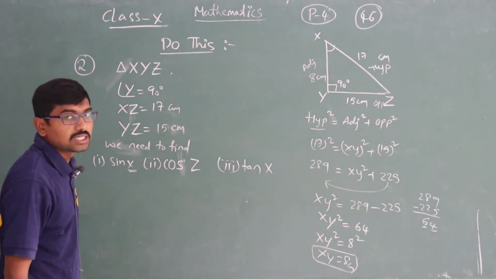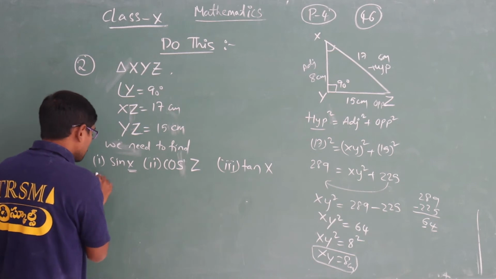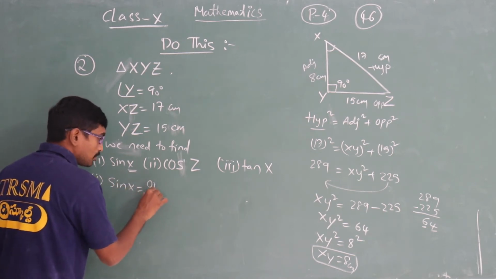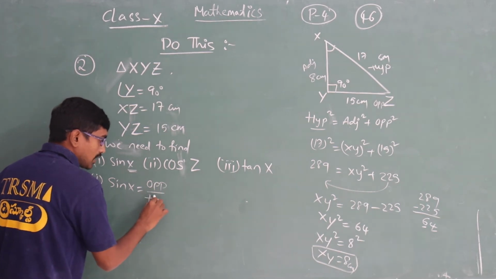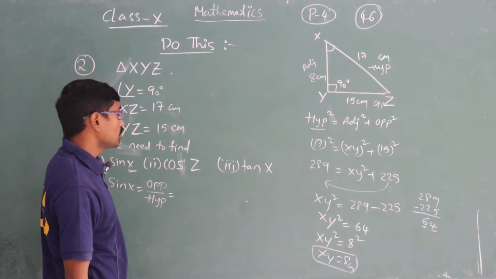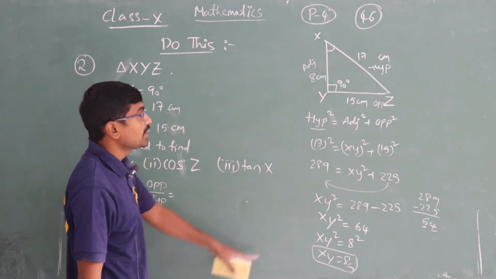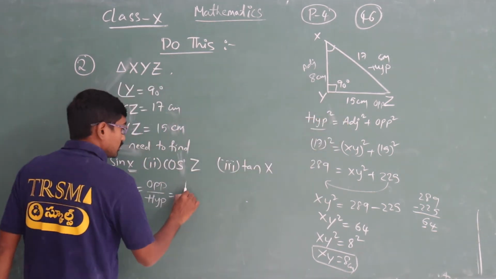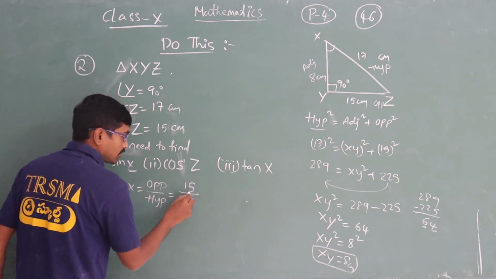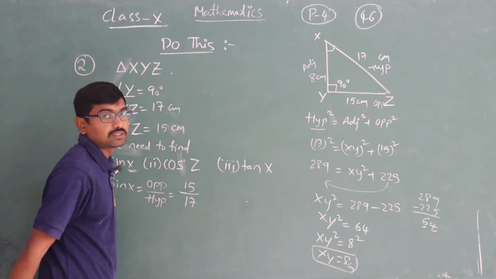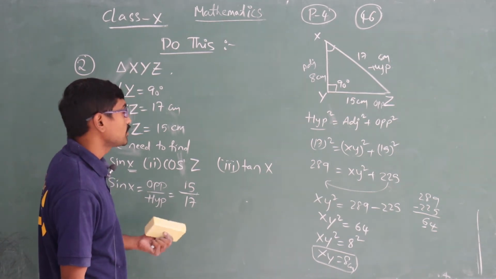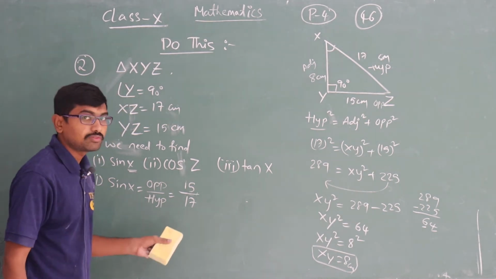Now coming to the substitution. So finding the first one, sine. What do we know about sine? Sine x is equal to opposite side divided by hypotenuse, the trigonometric ratio of sine. So what is the opposite side here? We have 15 divided by 17. Am I right? 15 divided by 17.